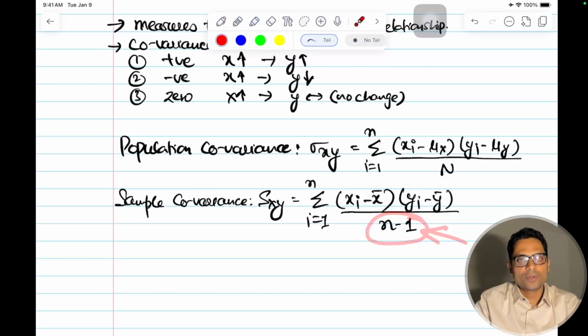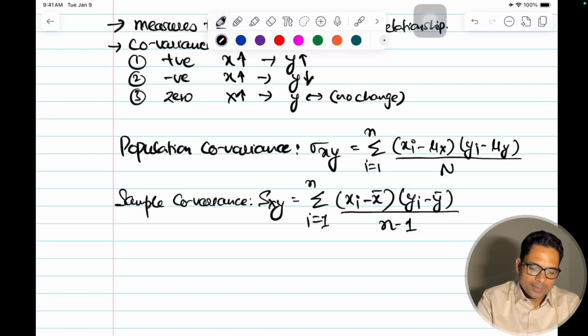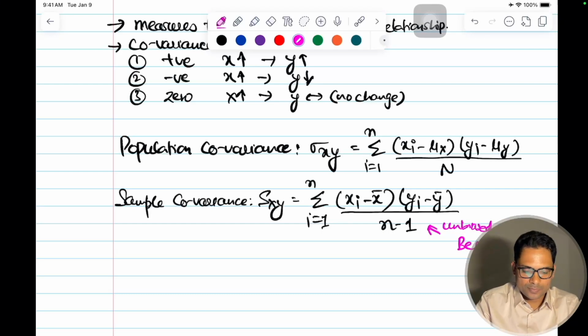I have told you earlier too. I'll create another video for why this n minus 1 comes. There's a mathematical derivation plus some intuition also, for why we make this correction, so that this becomes unbiased. Just taking n is a biased estimate, and if we take n minus 1, that will be an unbiased estimate. For now, just assume that. This is called Bessel's correction. This is the formula.